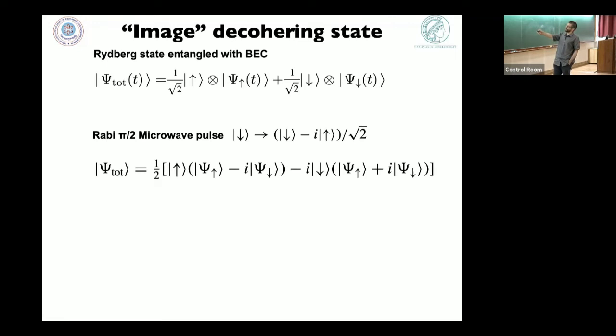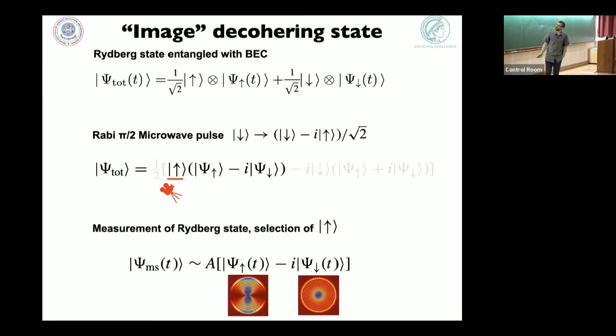For that, first we want to get the Rydberg state out of it again. So say we do another pi-half microwave pulse on the Rydberg state, which turns the total state into this. I measure the spin and post-select on up. Now I have collapsed the overall state into one that really contains an entangled state also on the BEC side, namely a superposition of I have imprinted the S pattern and I have imprinted the P pattern.